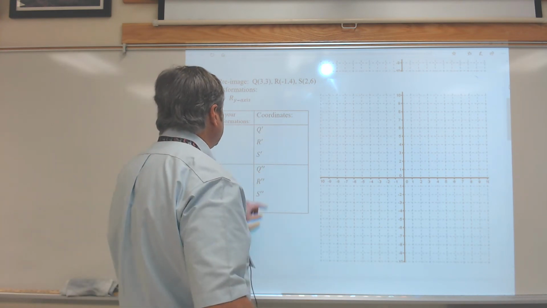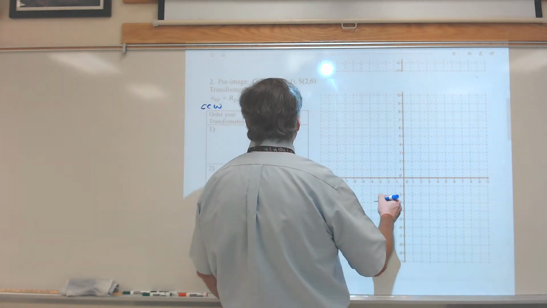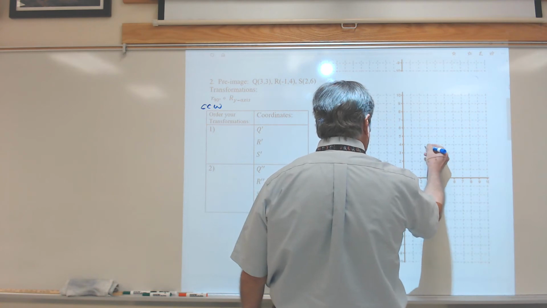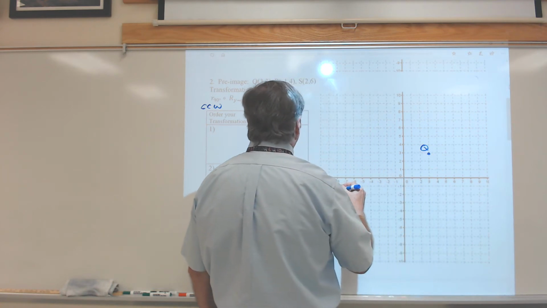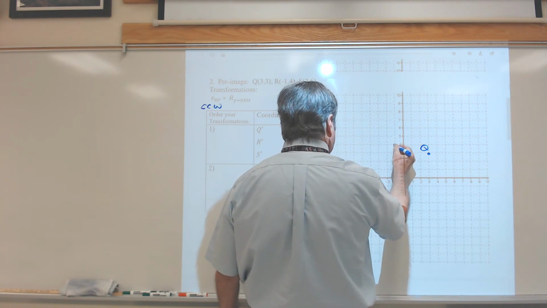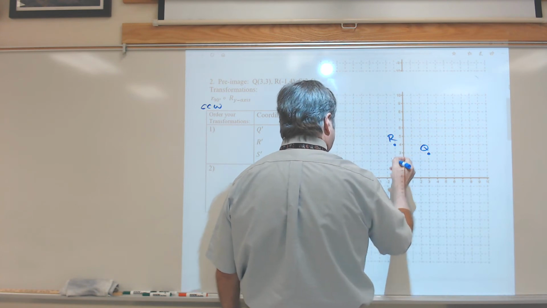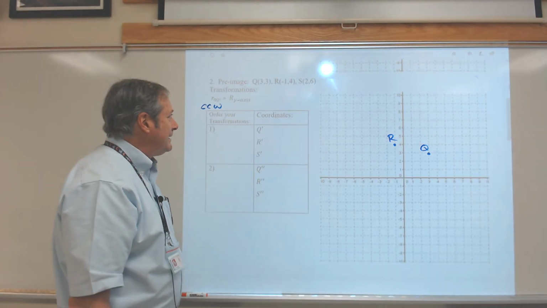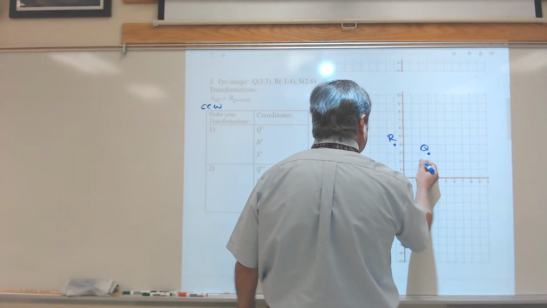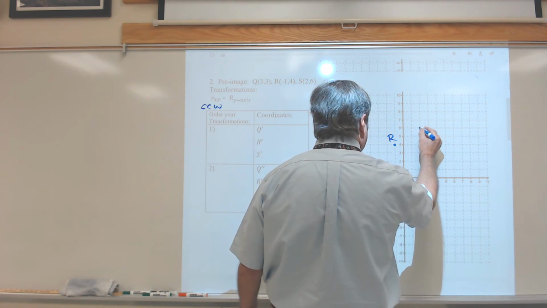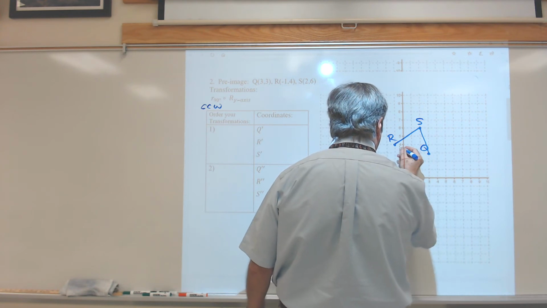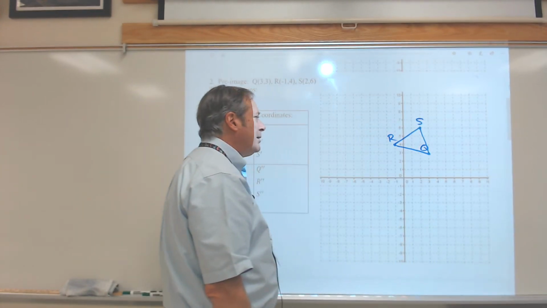So the first thing we want to do is plot our points. I'll try to take my time with this so I don't mess it up like I did last time. So that's at 3, 3. All right, that's point Q. R is at -1, 4. 1, 2, 4. I like R because it's the pirate's favorite letter. And point S, 2, 6. 2, 1, 2, 3, 4, 5, 6. All right, so there's point S. QRS. So that's the pre-image.